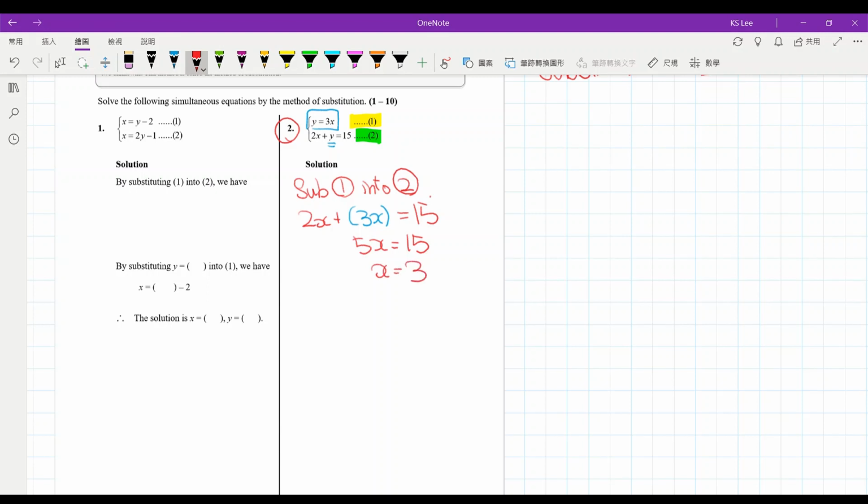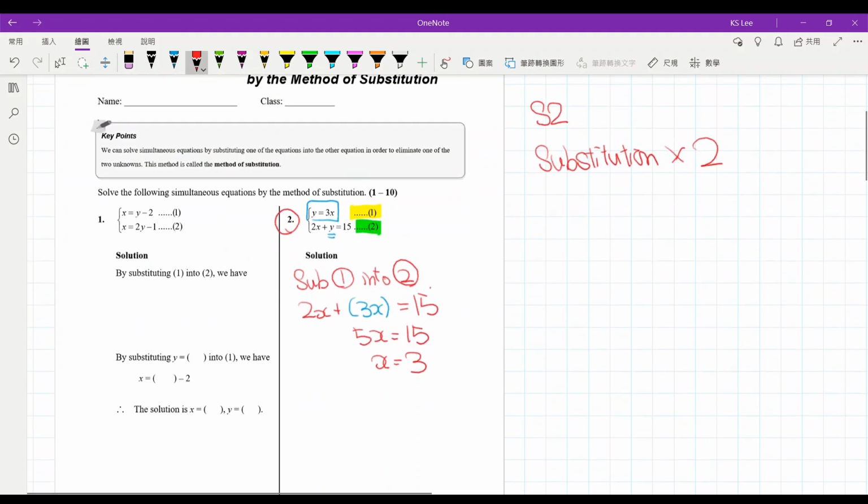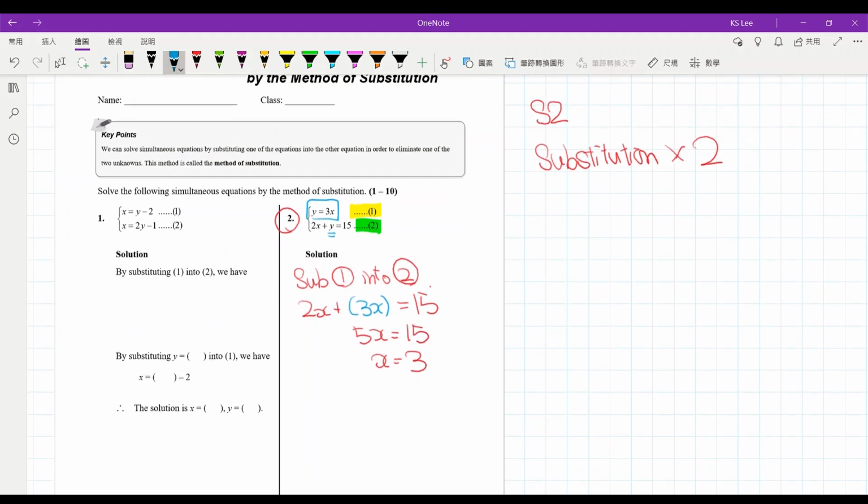So we have the value of x to be 3. Does it mean that we have finished our question? Of course not. As I have reminded you, in Form 2, we are going to substitute 2 times because there are two variables. We have x and y in the equation. So therefore, even if we have the value of x, we still need to find out the value of y later on. So let's do our second substitutions.